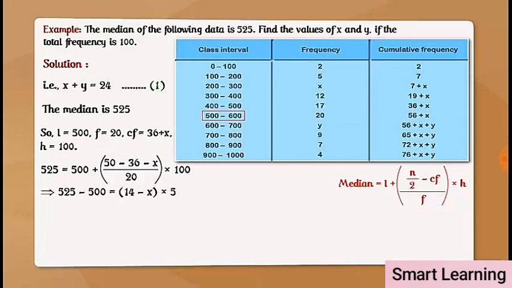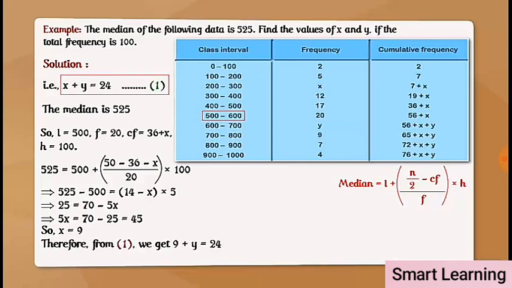which implies 525 minus 500 is equal to (14 minus x) into 5, that is 25 is equal to 70 minus 5x, which implies 5x is equal to 70 minus 25 is equal to 45, that is x is equal to 9. Therefore, from 1 we get 9 plus y is equal to 24, which implies y is equal to 15.